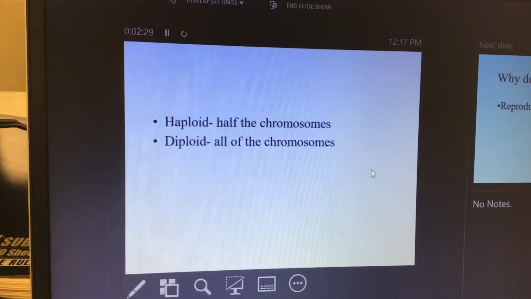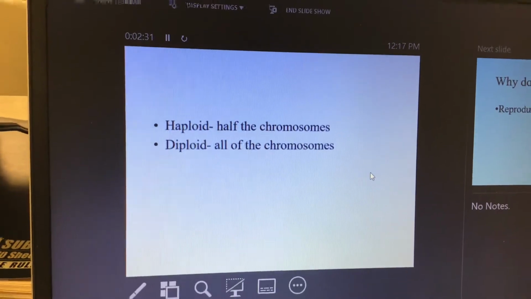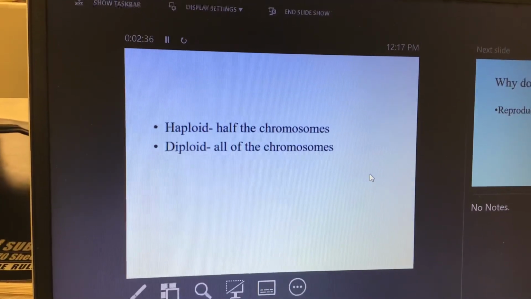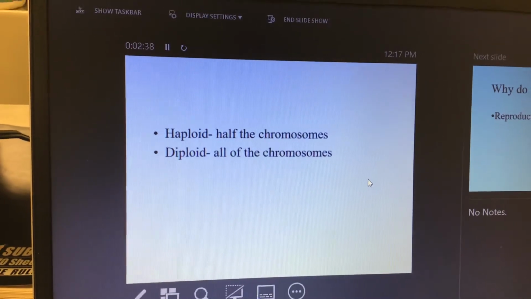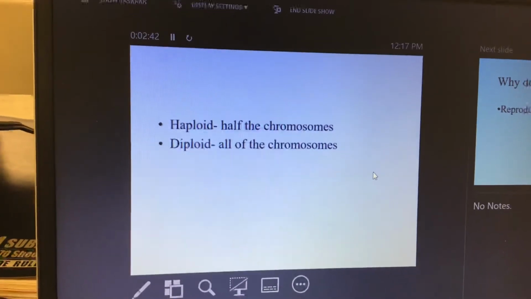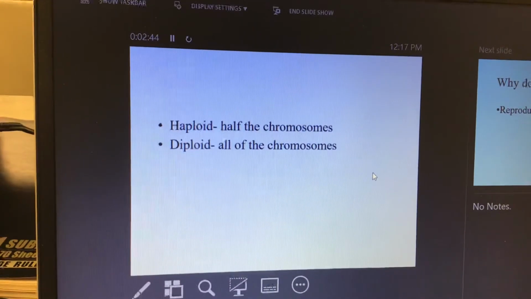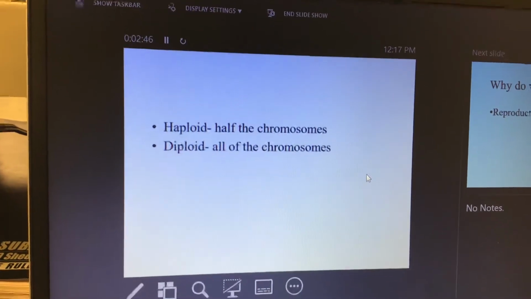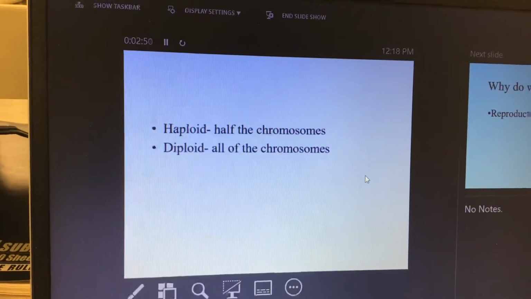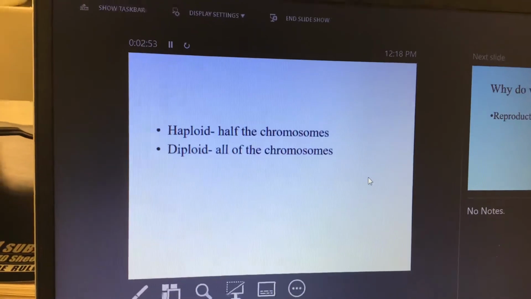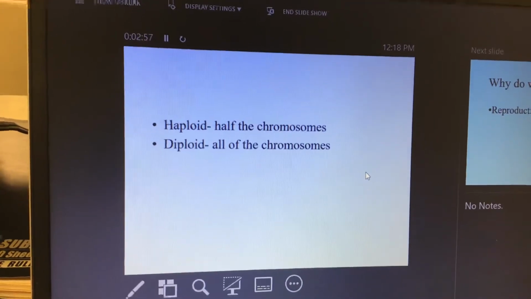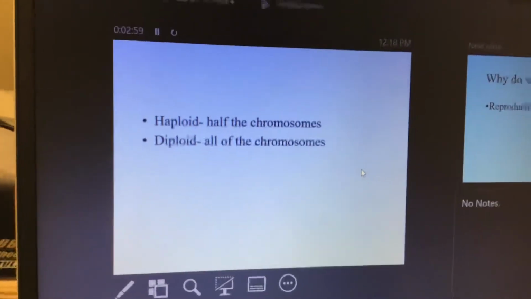So your skin cells would be diploid because they have 46 chromosomes. But sperm or eggs have 23 chromosomes, so we call those haploid. So haploid means having half the chromosomes you're supposed to. Sperm and eggs have 23. Diploid means you have all that you're supposed to, which would be like your skin cells, your muscle cells, nerve cells, all of that. They have 46.